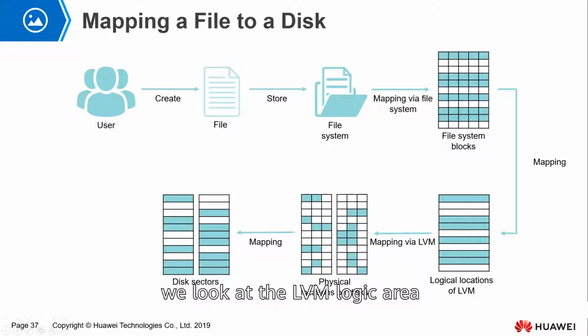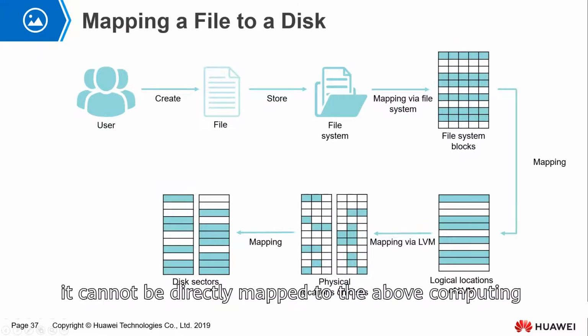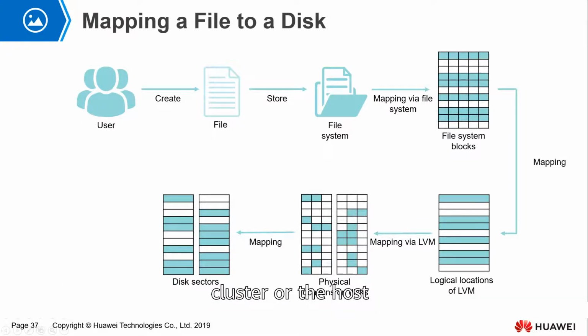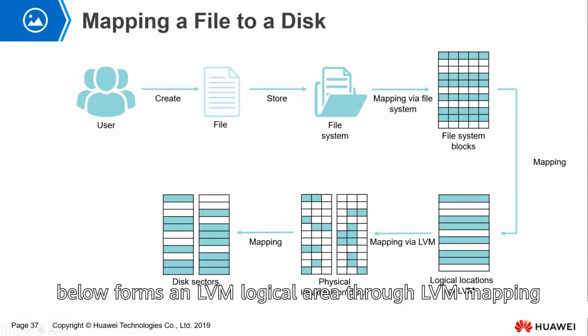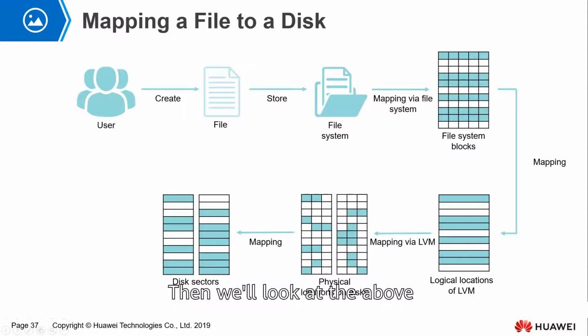First, we look at the LVM logical area. As mentioned above, once the physical volume is formed and the RAID is complete, it cannot be directly mapped to the computing cluster or the host above. It must be logically divided. What does this logical division do? That is, we see that the physical area of the disk mentioned below forms an LVM logical area through LVM mapping. Then we look at the above.